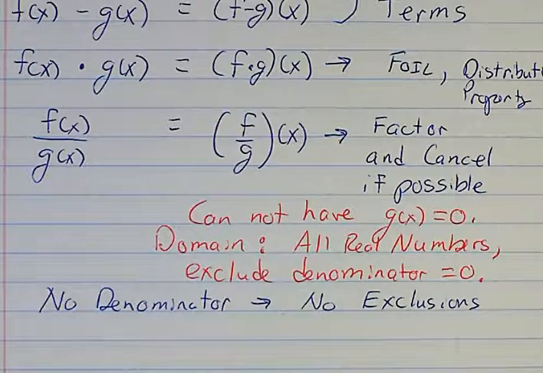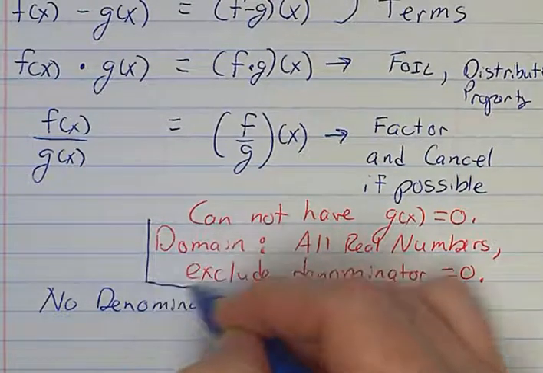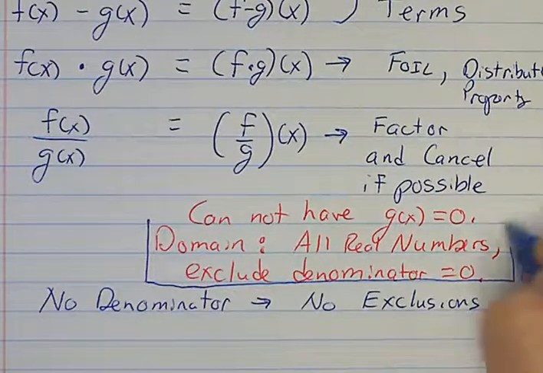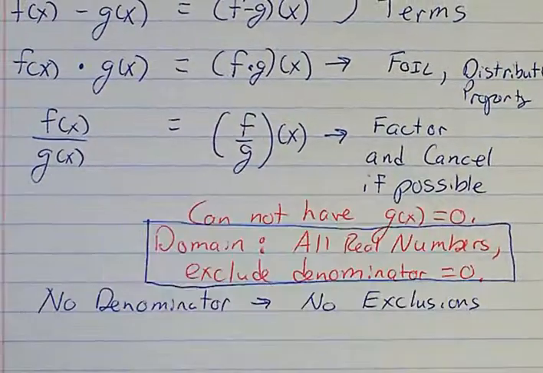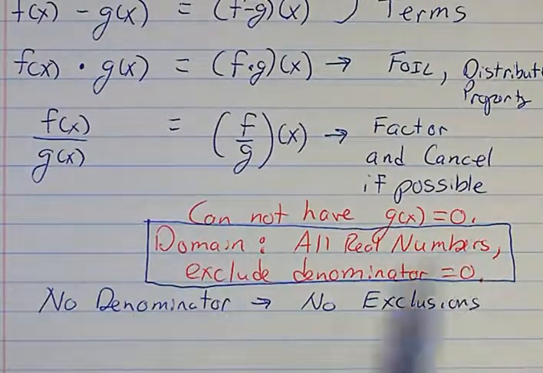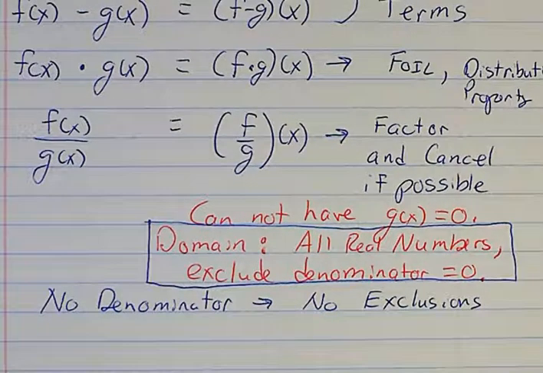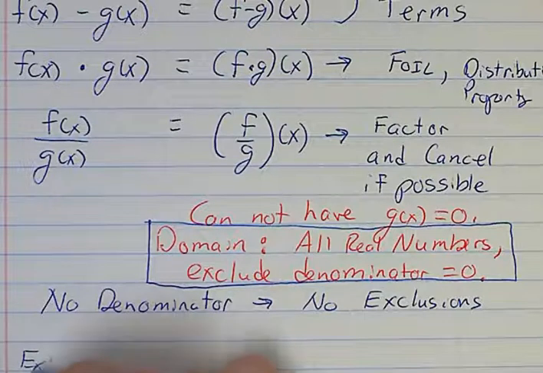So some of the problems are going to ask you to talk about what the domain is. Well, if there's nothing in the denominator, then your domain is just all real numbers. So you're always going to start off with all real numbers, and then you're going to tell me the numbers that you would exclude from the denominator equal to 0. Okay, so let's give you a couple examples here.